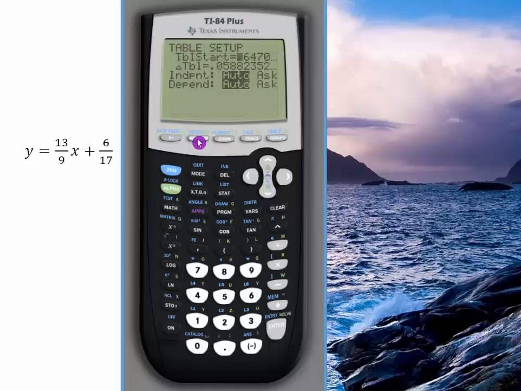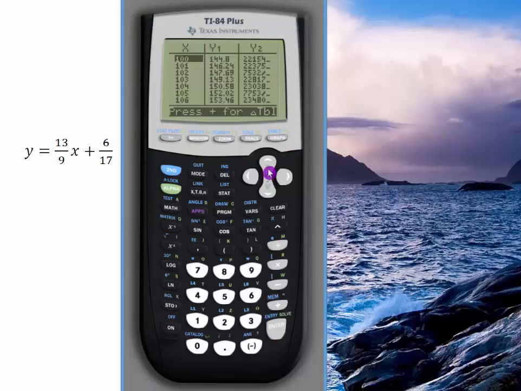And it's easy to switch back. 2nd, table set. Set the table start wherever you want, let's say 100 this time, and then switch table delta back to 1. Press enter, 2nd graph back to the table. Now the table starts at 100 and has gone back to counting by 1.